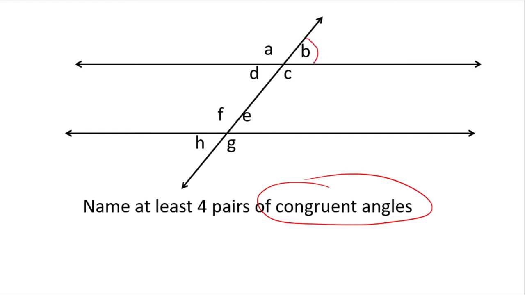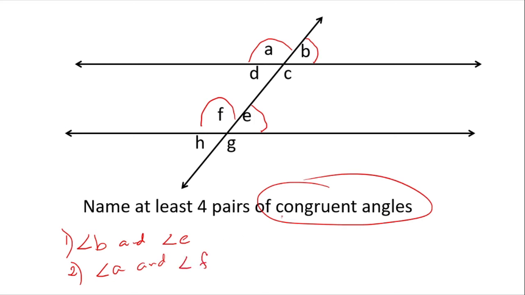For example, this one, angle B and angle E. Okay. So, number 1, angle B and angle E. Okay, number 2, ano pa? Pwede ring angle A and angle F. Okay? Angle A and angle F. Number 3, okay, angle D and angle H.